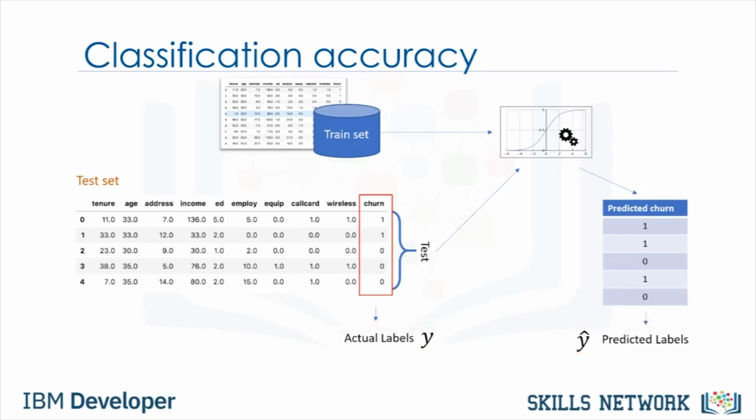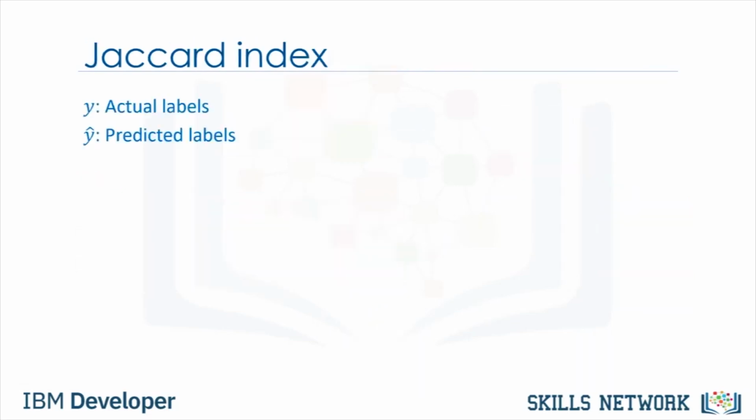accuracy of the model. Evaluation metrics provide a key role in the development of a model as they provide insight to areas that might require improvement. There are different model evaluation metrics, but we just talk about 3 of them here, specifically Jaccard Index, F1 score, and log loss.